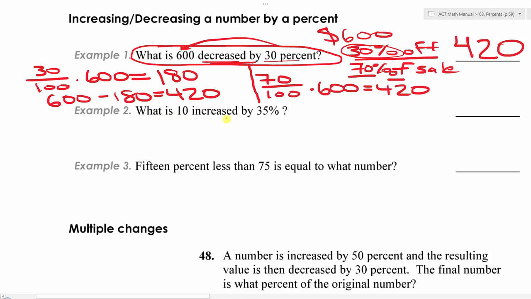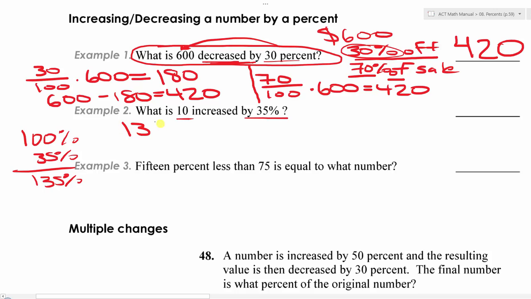But 10 increased by 35%. Well, remember, a number increased by 35% of itself is going to be 135% of that number. If you pay for a certain item, but you pay a tariff or a tax of 35%, you're going to pay 100% of the number, and then you're going to pay an additional 35% of the number, meaning you're going to pay 135% of the number.